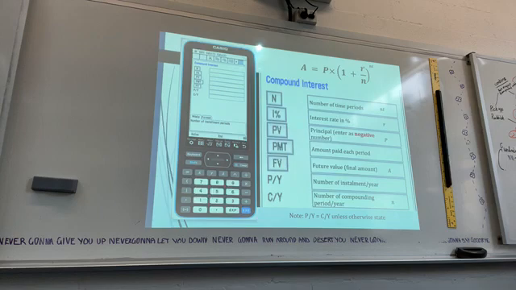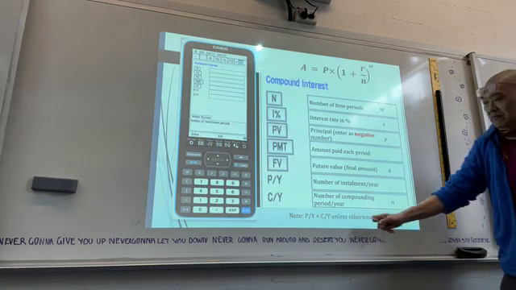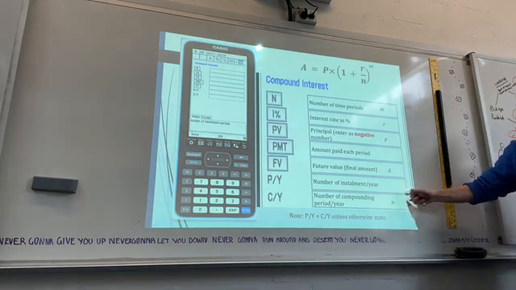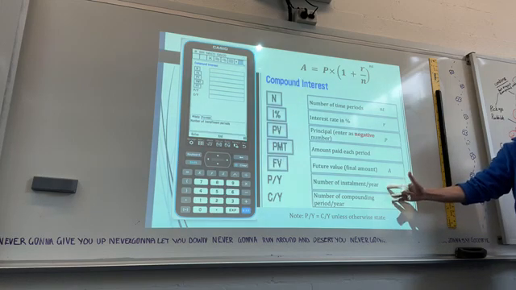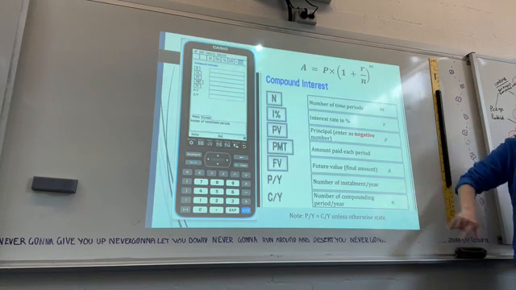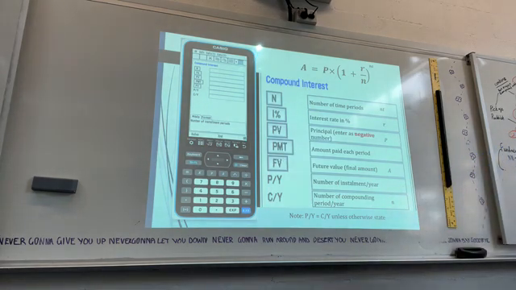Future value will be the final amount, which is A. Now, PY and CY we do not change at all, unless otherwise stated. Later in the course we will talk about the difference between PY and CY. But at this stage, PY and CY is actually the number of compounding periods per year, which is N, the same as PY, the number of installments per year.